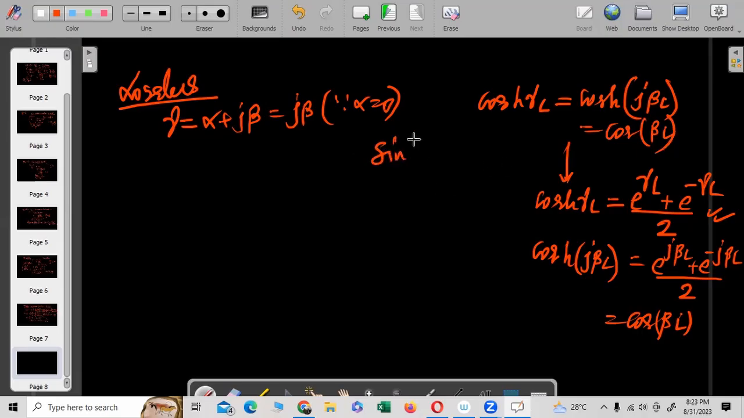Similarly, sinh gamma L, we can write as, you can check, j into sine beta L. Why will j come? Because another thing you need to multiply. From there, your j term will be there. So to multiply with j to make it 2j. So please replace the equations.